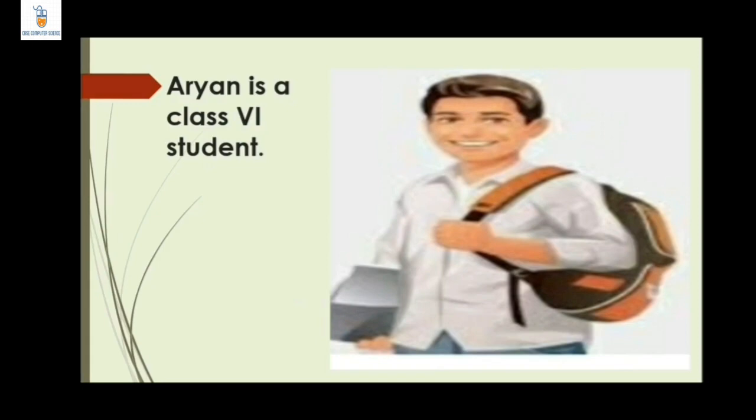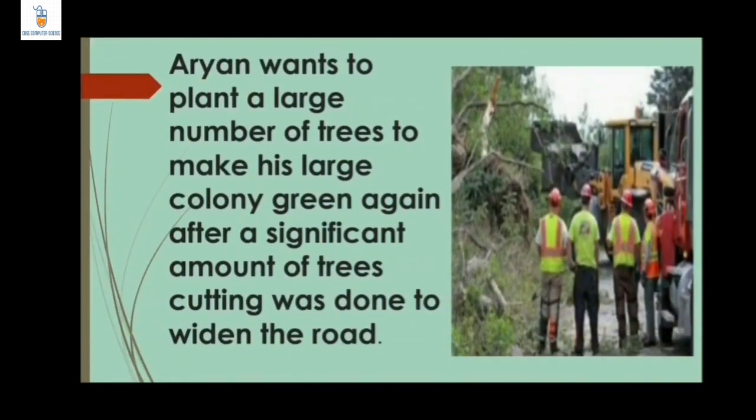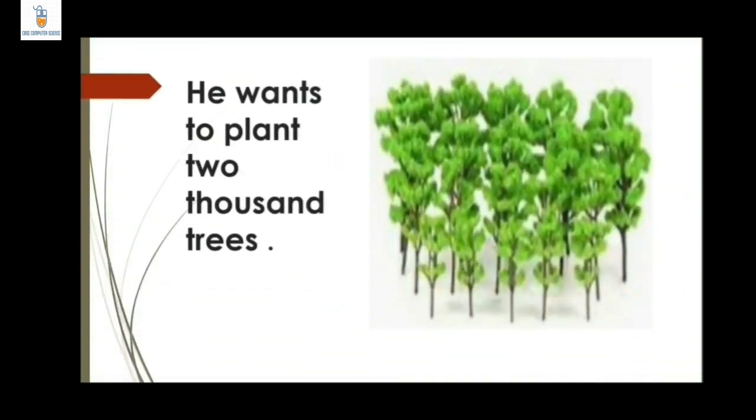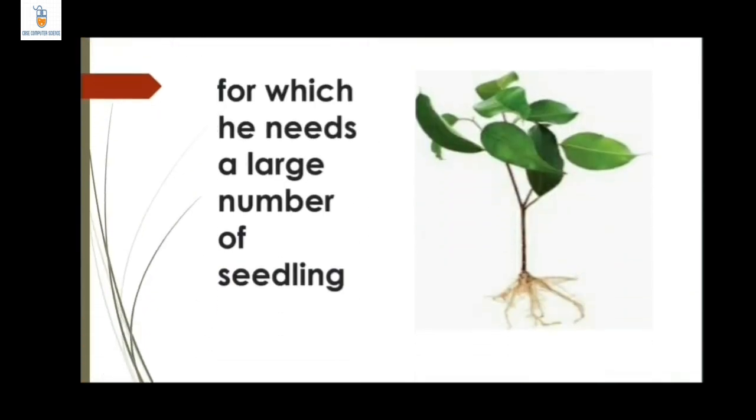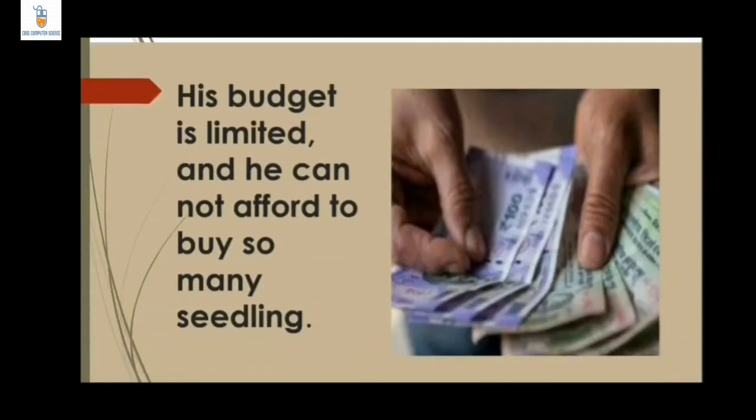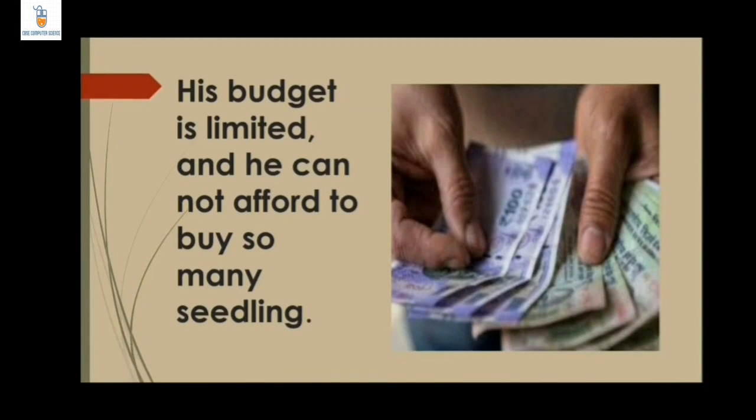Now let's see this with one example. Say Aryan is a class 6 student. Aryan wants to plant a large number of trees to make his large colony green again after a significant amount of tree cutting was done to widen the road. He wants to plant 2000 trees, for which he needs a large number of seedlings. His budget is limited and he cannot afford to buy so many seedlings.